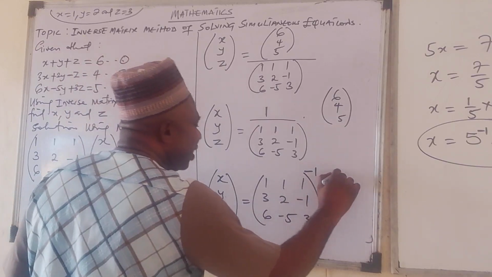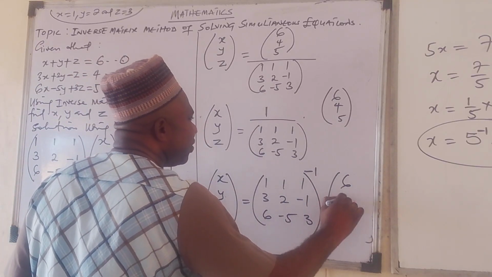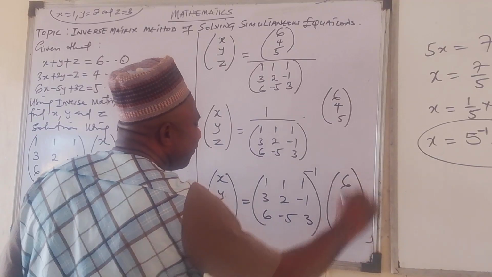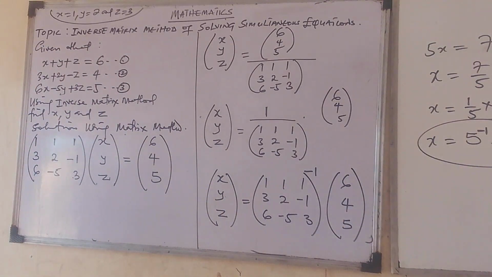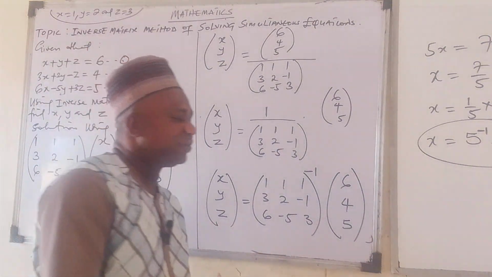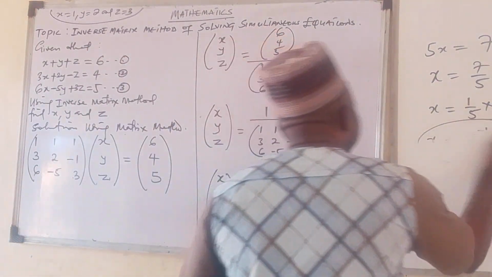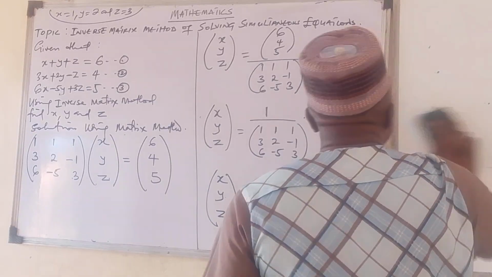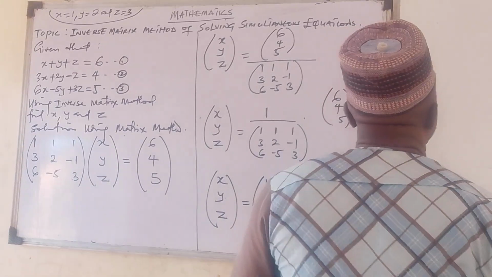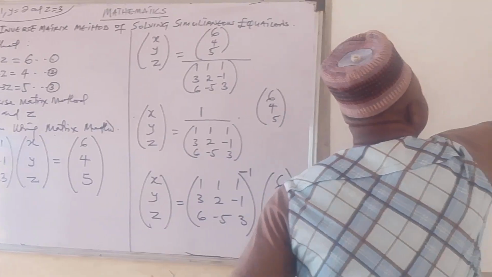Yes, inverse. Then we have times 6, 4, and 5. Yes, that's x, y, z. Now, I want us to look at the inverse of this matrix. Yes, that is the inverse of a matrix. So now, first of all, let's assign a variable to that particular matrix.